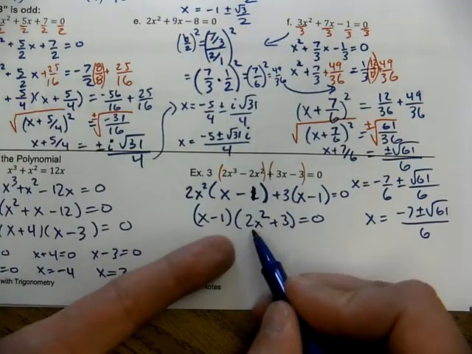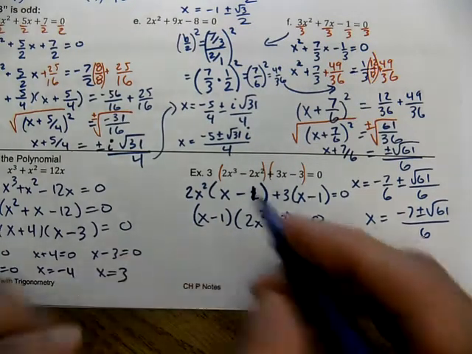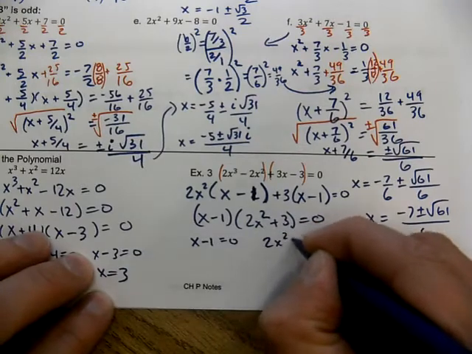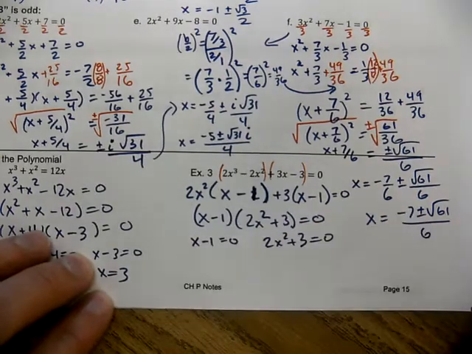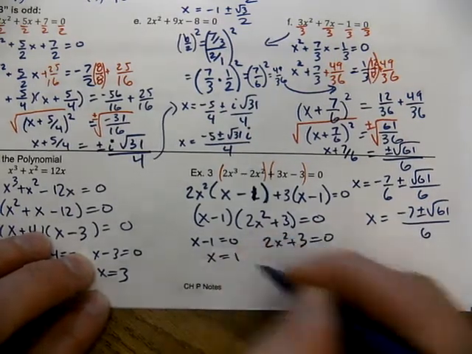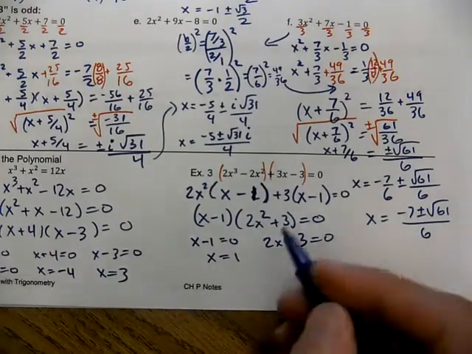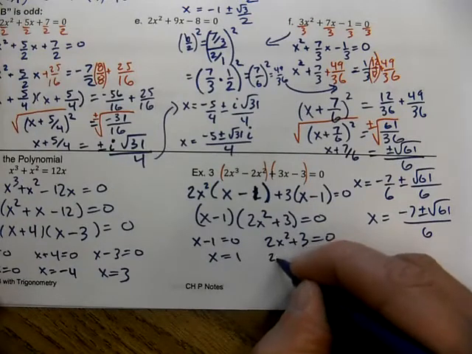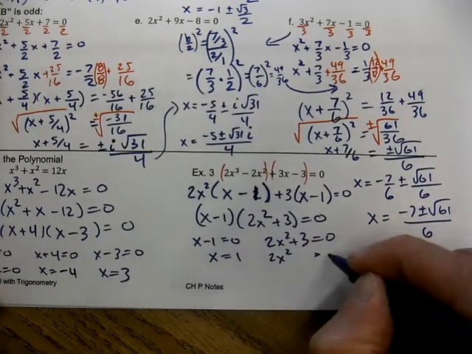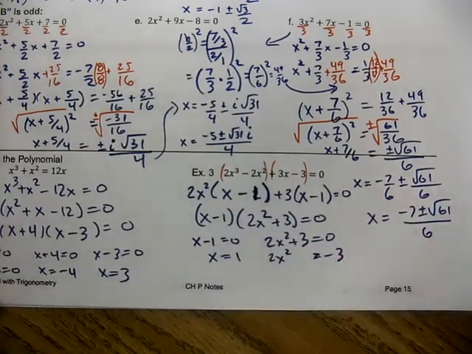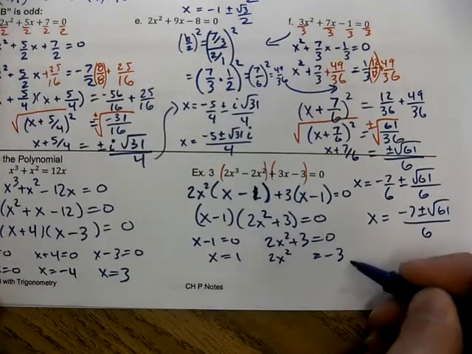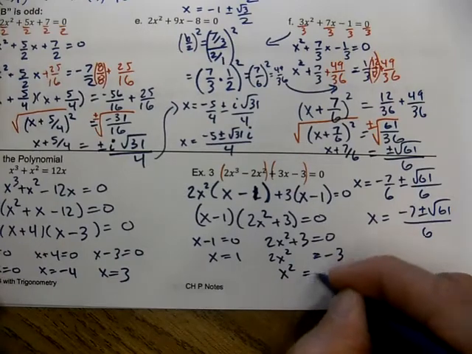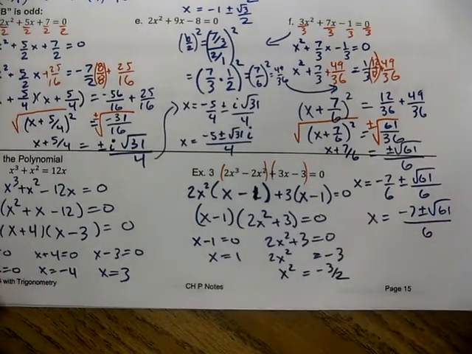So these are the factors, which means we're going to split those up. So x minus 1 equals 0, or 2x squared plus 3 equals 0. So there's one of our answers, x equals 1. This other one, let's work to isolate the variable. I'm going to move the constant term to the right-hand side. So again, watch your sign. Then let's divide away the 2. So x squared equals negative 3 halves.